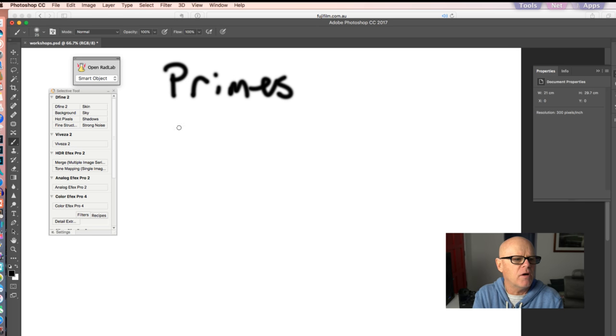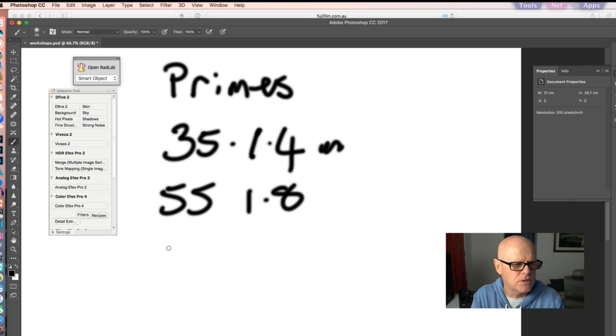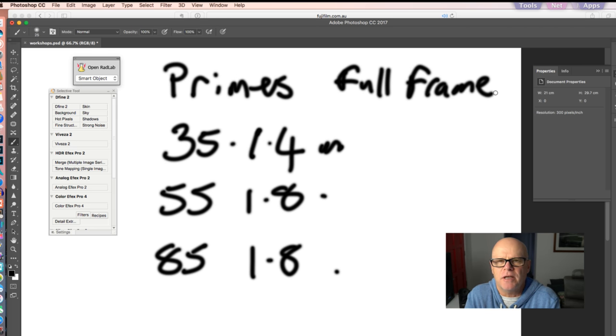So the main primes that I use are the 35 1.4, and I have the 55 1.8. I also use the 85 1.8. Now I'm talking about full frame lenses here, and I'll talk to you about that in a minute. All right, they're full frame lenses, because remember, they're different.